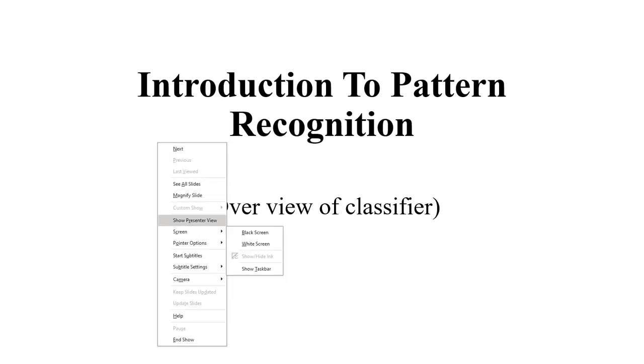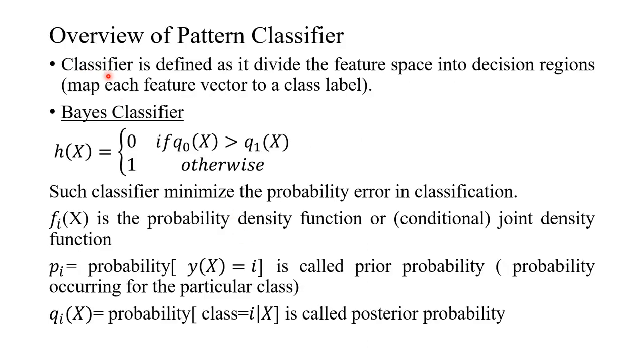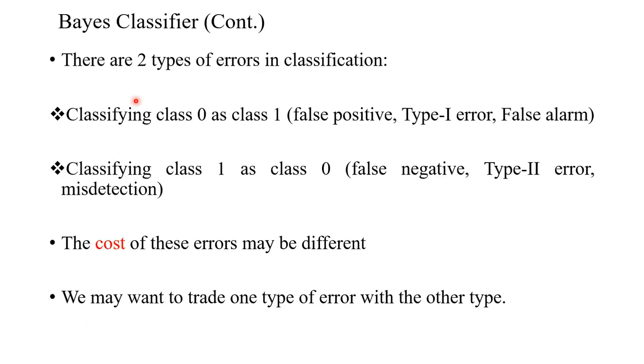Welcome. We are going to see an overview of classifiers. In Bayesian classification, the equation is: if q0 of x is greater than q1, it belongs to class 0, and if q1 is greater, it belongs to class 1. Pi is called the prior probability, the previous occurrence probability. Qi is the posterior probability.